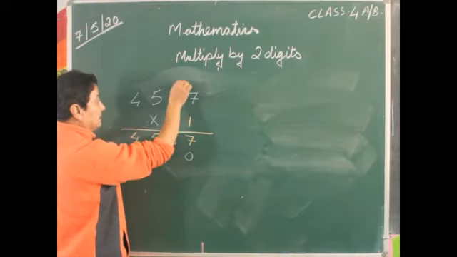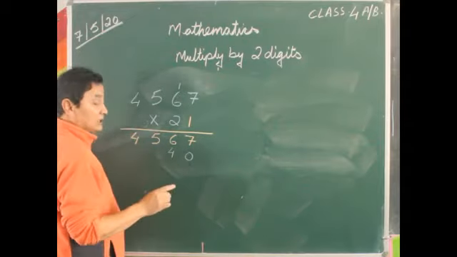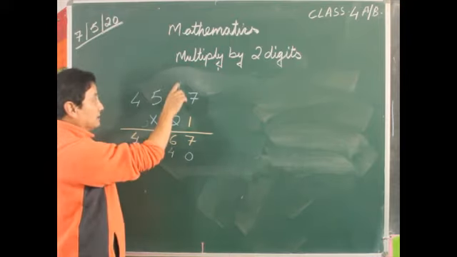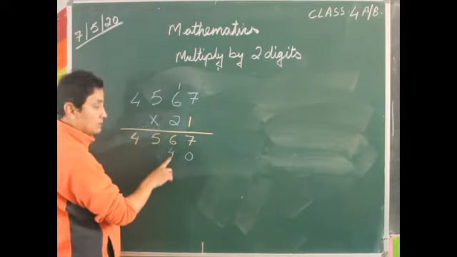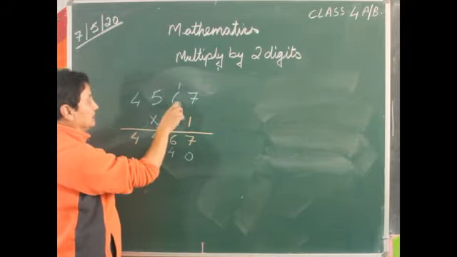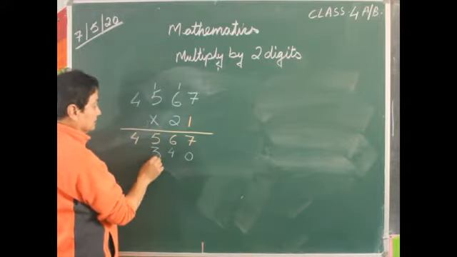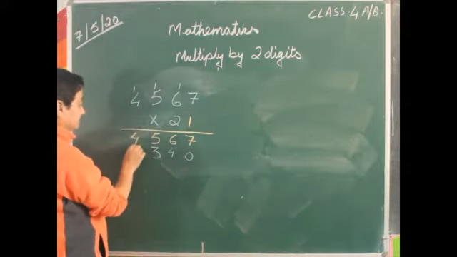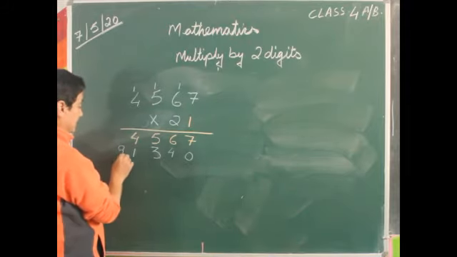2 7s are 14. 1, 4. If there are 2 digits or 2 numbers, one number should be carried and the other number brought down. The smaller number should be brought down. 2 6s are 12 plus 1, 13. 1, 3. 2 5s are 10 plus 1, 11. 2 4s are 8 plus 1, 9.